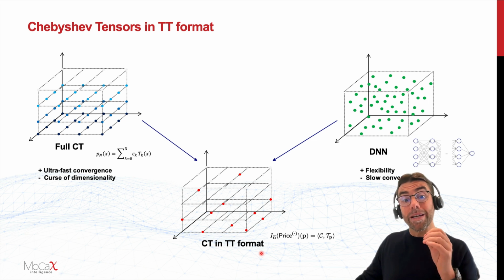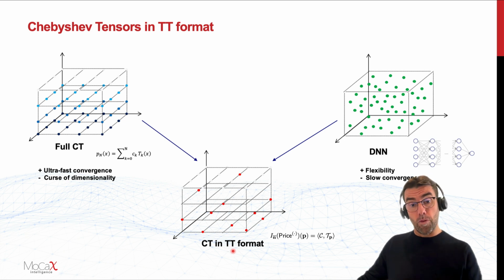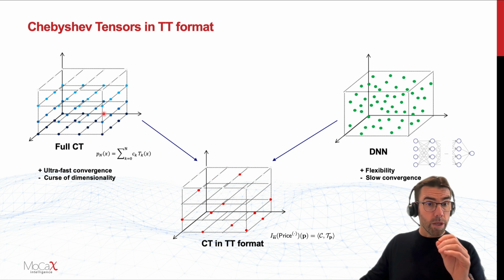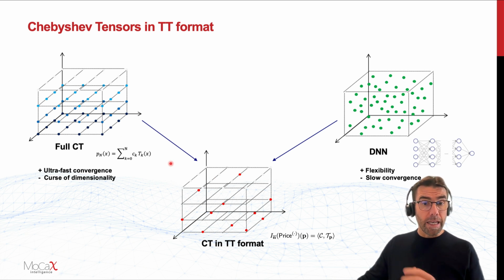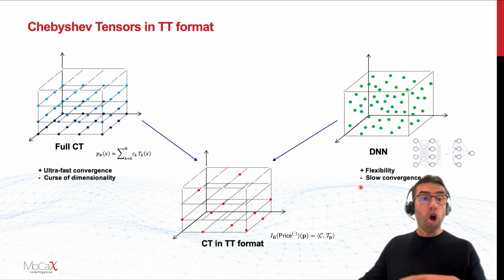No, sorry, before that, we are going to express the Chebyshev tensor in a very particular format called TT format, the tensor train format. And then with these sampling points that we have here, the red ones in the graph, we're going to calibrate the Chebyshev tensor in TT format towards the full Chebyshev tensor so that it gets pushed towards the exponential convergence that this one has. On that way, we create an approximation framework that has the best of both worlds. On one hand, it is highly flexible like DNNs. On the other hand, it inherits the exponential ultra-fast convergence of the full Chebyshev tensor.